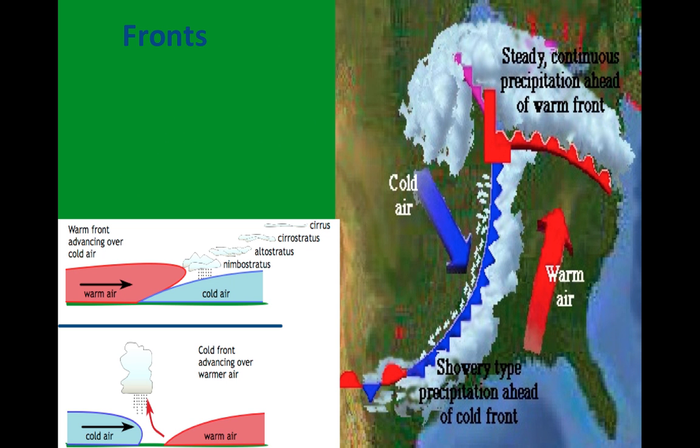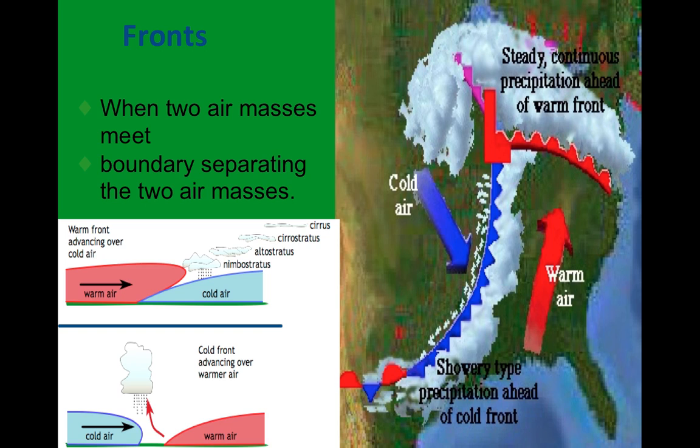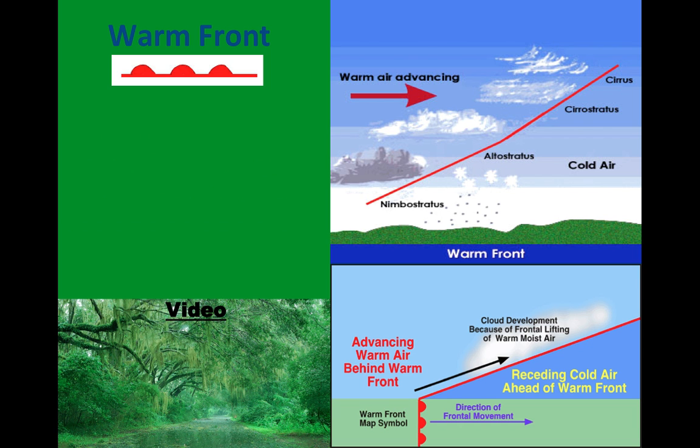So when these air masses are moving, they can meet, and the area where they meet is known as a front. A front is the boundary that separates two different air masses, and fronts form when two air masses meet. So we have four main types of fronts that we're going to discuss.